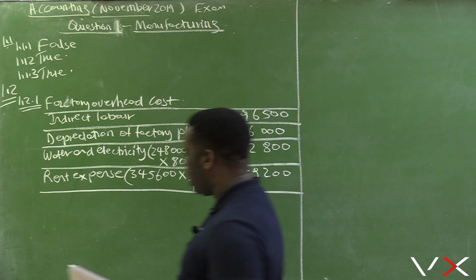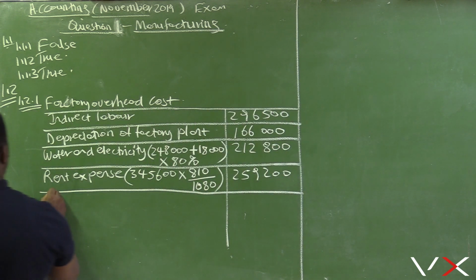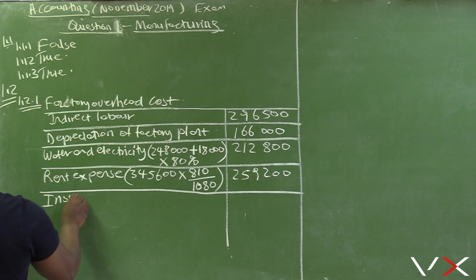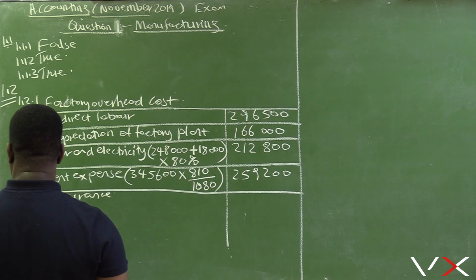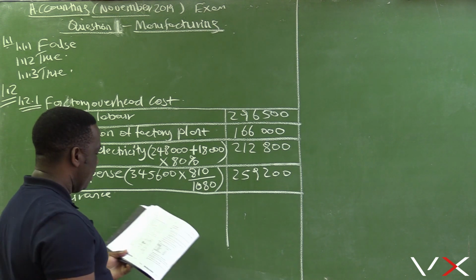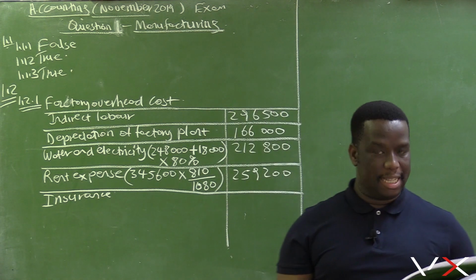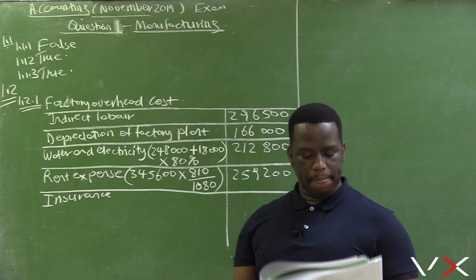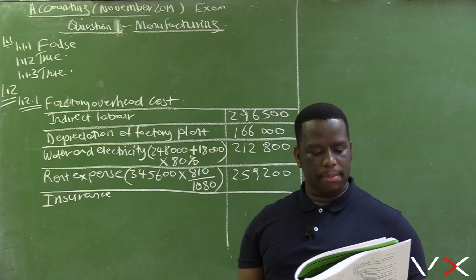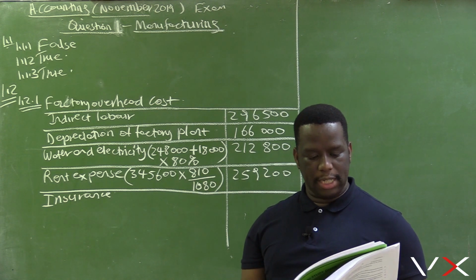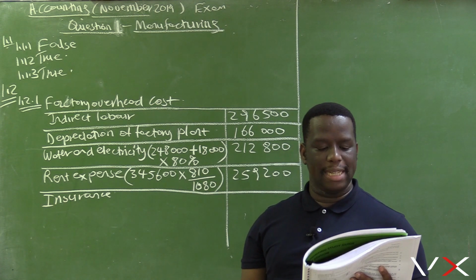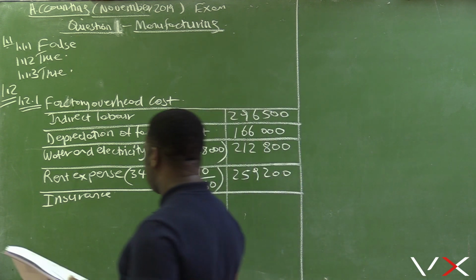Insurance allocated to the sales department is 12,600. But remember, our main focus is in the factory. So let us look at the adjustments and see how much must be allocated to the factory. According to the adjustment, 75% of insurance must be allocated to the factory.